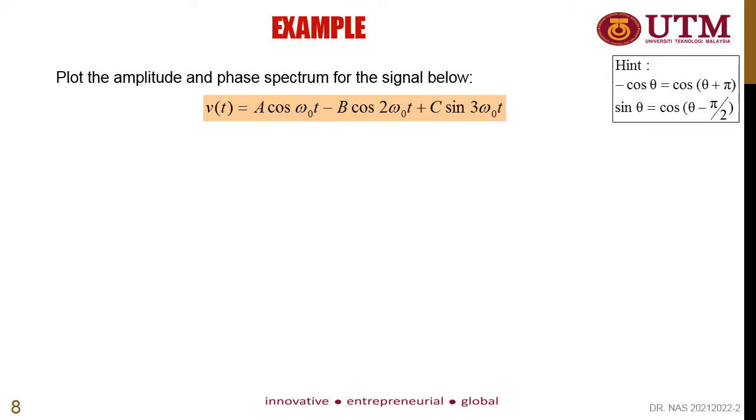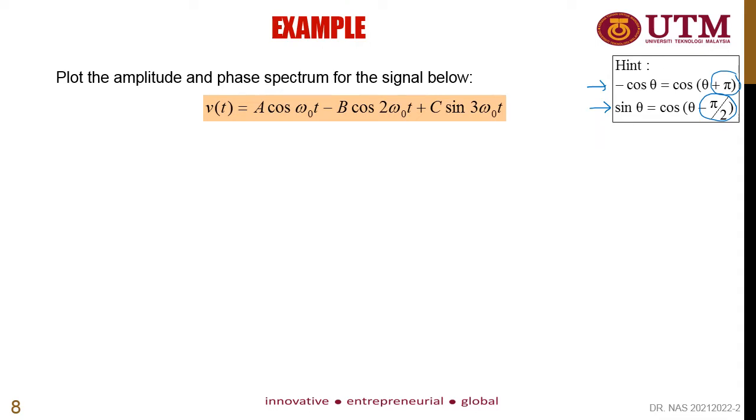Okay, let's look at this example. Plot the amplitude and phase spectrum for the given signal. So the first step is you need to rewrite the equation. There's a hint on the right hand side. When you have negative cos, you can convert it into positive cos by having the positive pi phase shift. If you have a sine function, you can convert it into cos by having a negative pi over 2 phase shift.